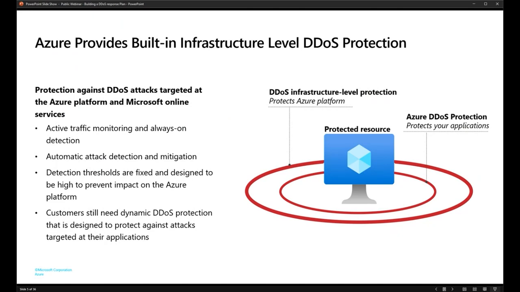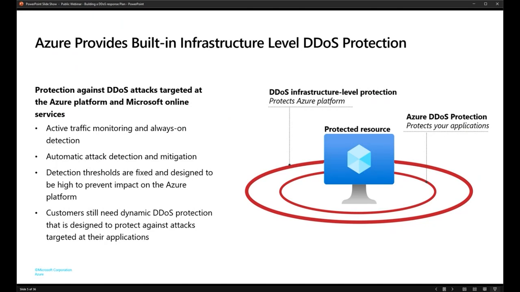It ensures that when a customer application is attacked, there is no impact to the other customers in the same data center and region. So in the event of a DDoS attack, the infrastructure level protection is designed to prevent any impact on the Azure platform. So detection policies and thresholds are usually high, and application targeted attacks can sometimes bypass this infra level DDoS protection because the throughput in that case is lower than the threshold for the infrastructure level DDoS protection. And sometimes even medium-sized attacks can impact customer applications.